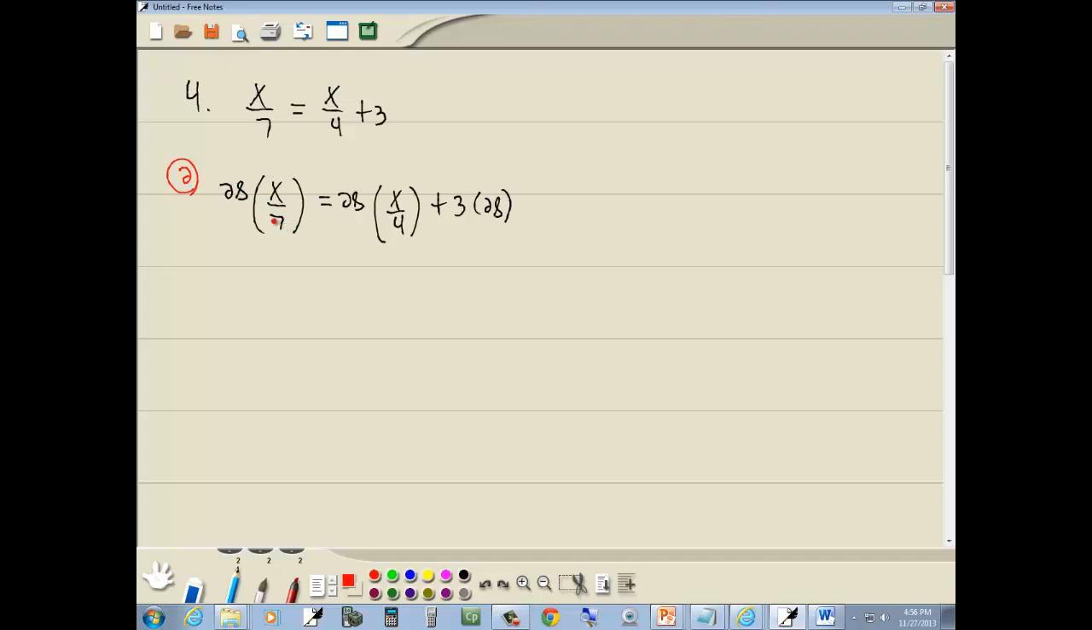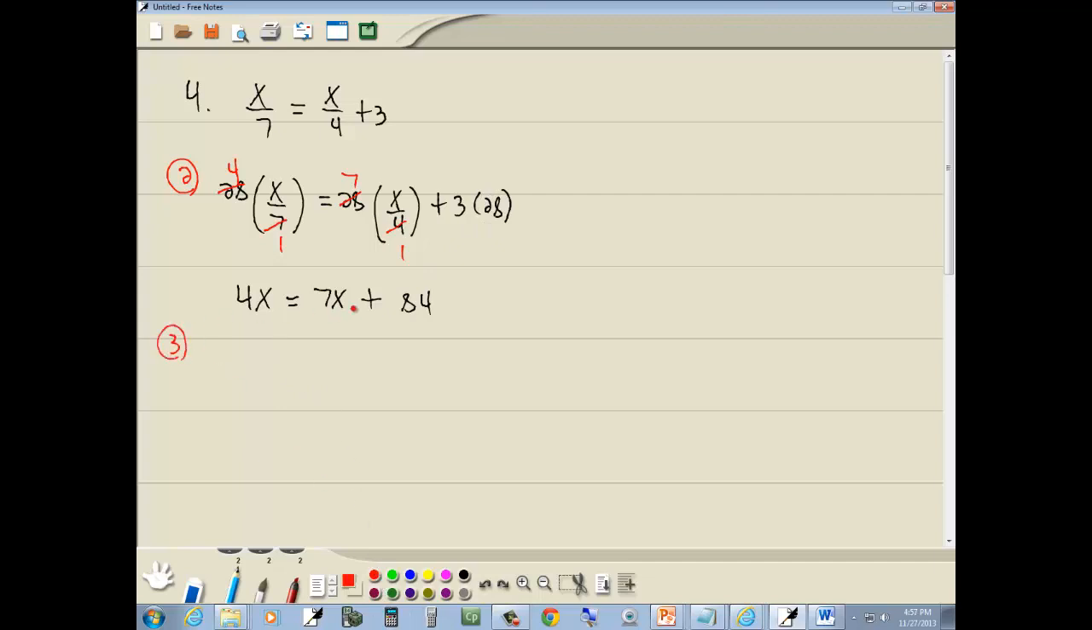28 and 7 are both divided by 7. 7 divided by 7 is 1. 28 divided by 7 is 4. 28 and 4 are both divided by 4. 4 divided by 4 is 1. 28 divided by 4 is 7. So we've got 4x is equal to 7x plus 84.